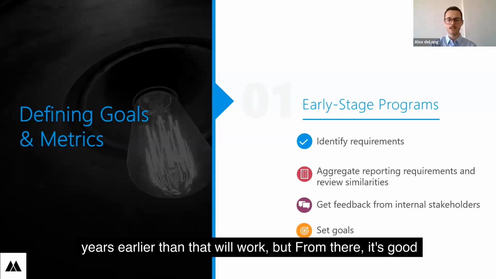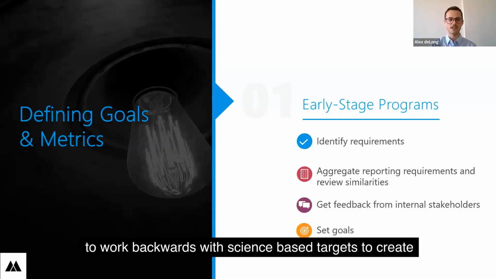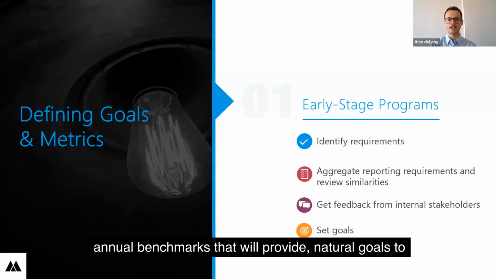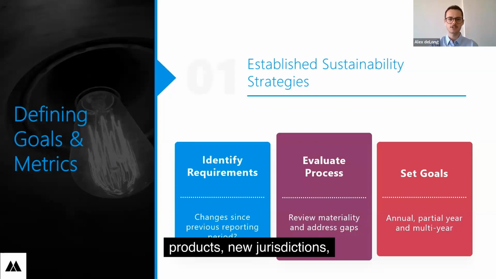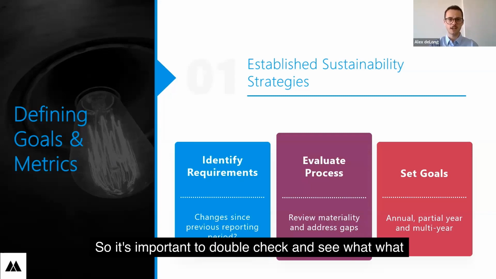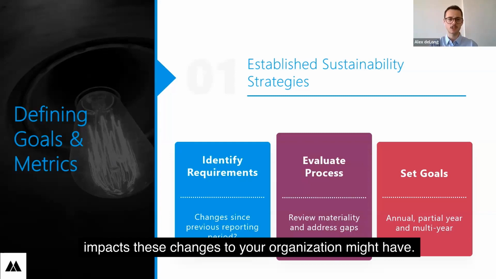But from there, it's good to work backwards with science-based targets to create annual benchmarks that will provide natural goals to work towards as benchmarks. New materiality, such as changes that happen in your organization, like mergers and acquisitions, new products, new jurisdictions, may impact what is material. So it's important to double check and see what impacts these changes to your organization might have.